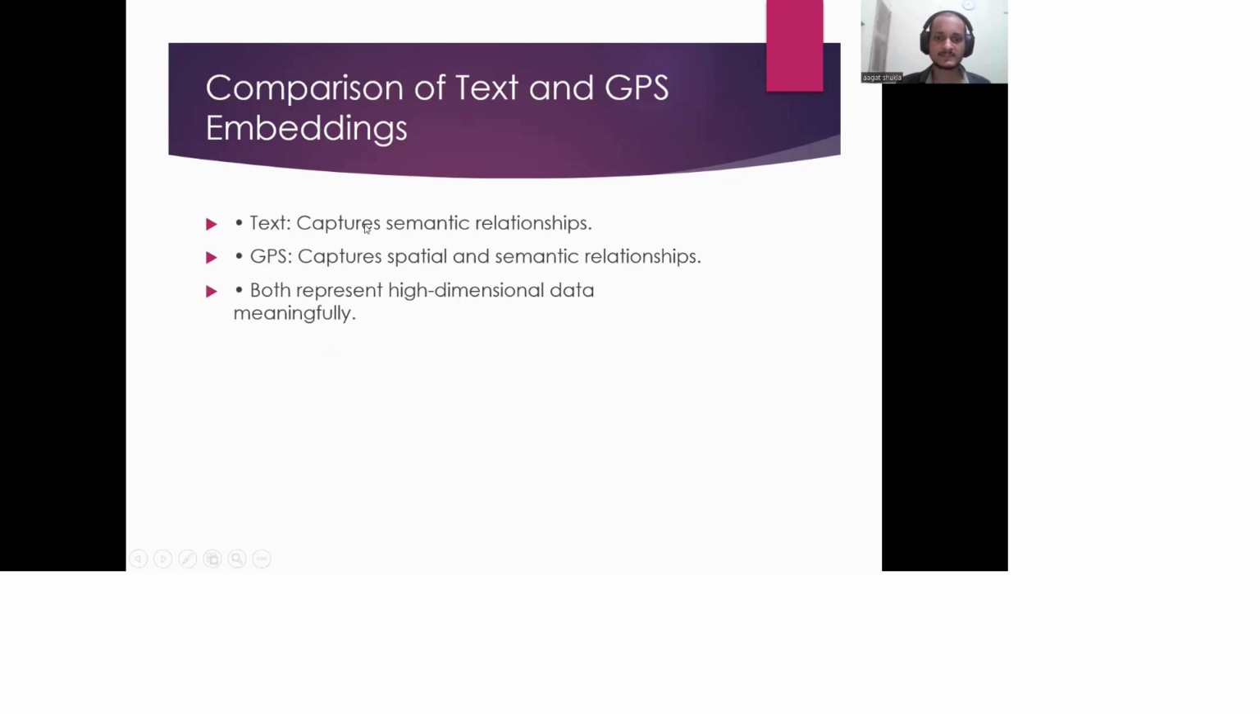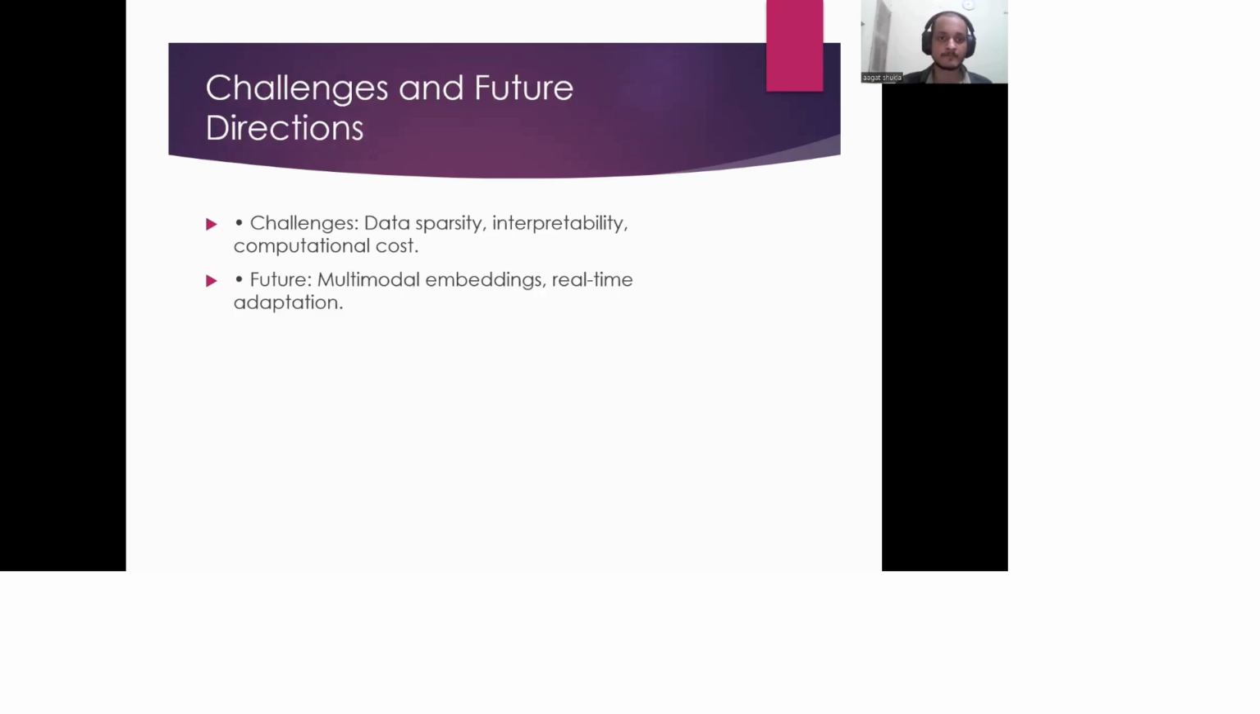Now, text embeddings capture semantic similarities. GPS captures spatial as well as semantic. Both represent high dimensional data meaningfully. Now, challenges would be data sparsity, interpretability, and computational cost, because even if we reduce the dimensions, it still takes a lot of computational cost. So one of the optimizations can be done there.